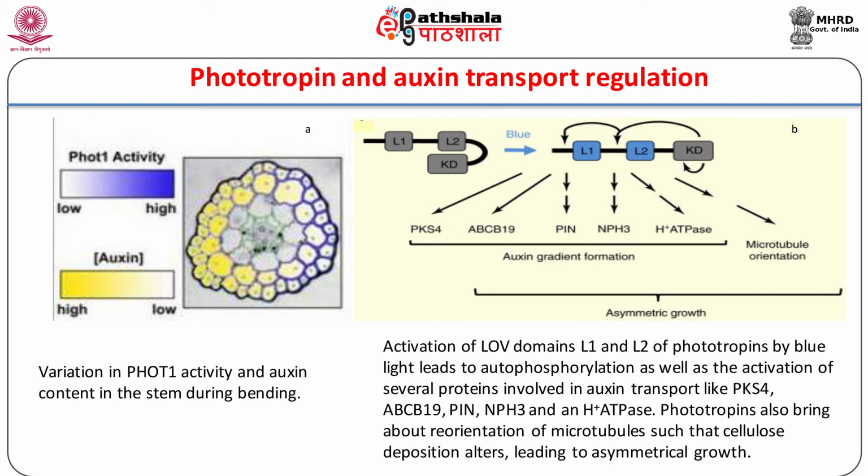Phototropins are also known to bring about a reorientation of cortical microtubules upon phototropic stimulation and change cellulose deposition, leading to asymmetric growth. However, the mechanisms by which phototropins bring about asymmetric auxin distribution during phototropic response require further research.